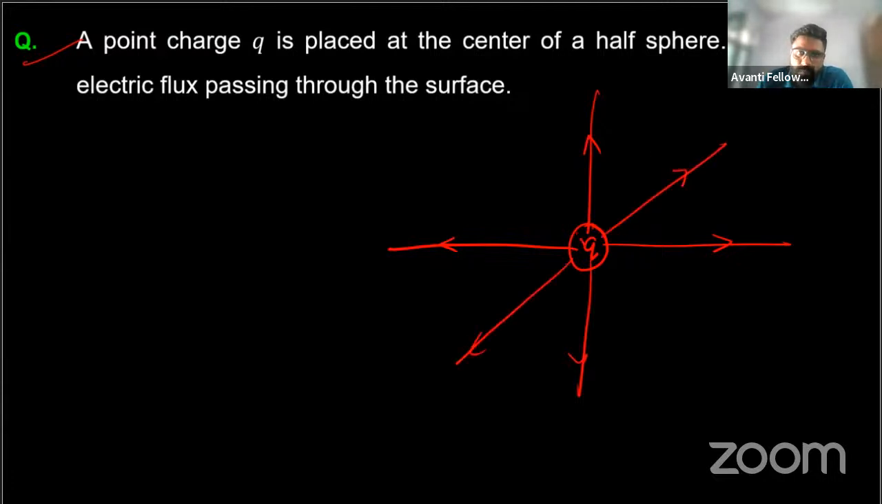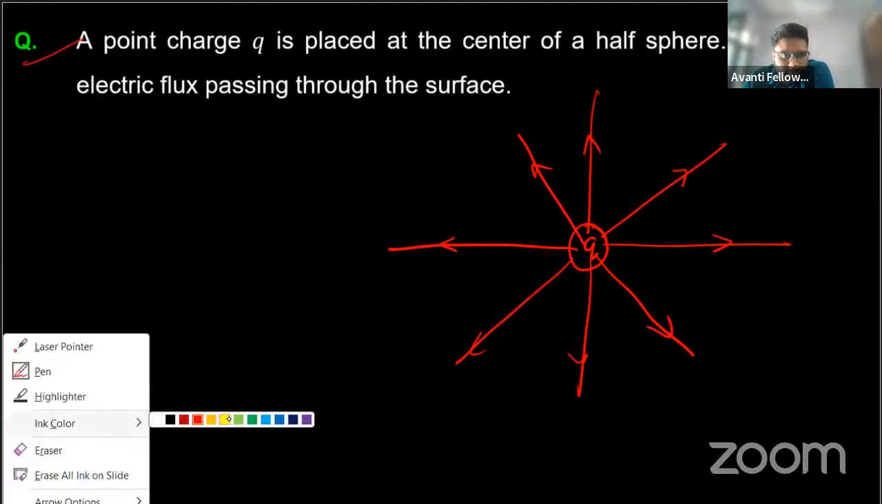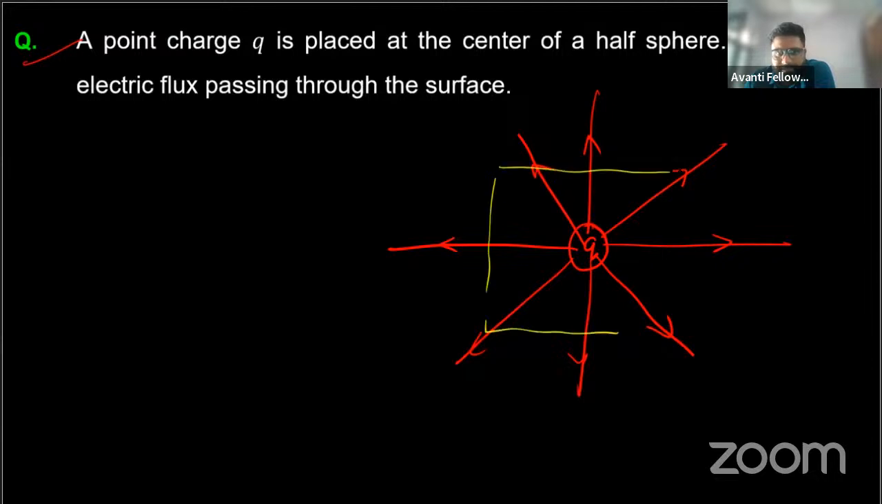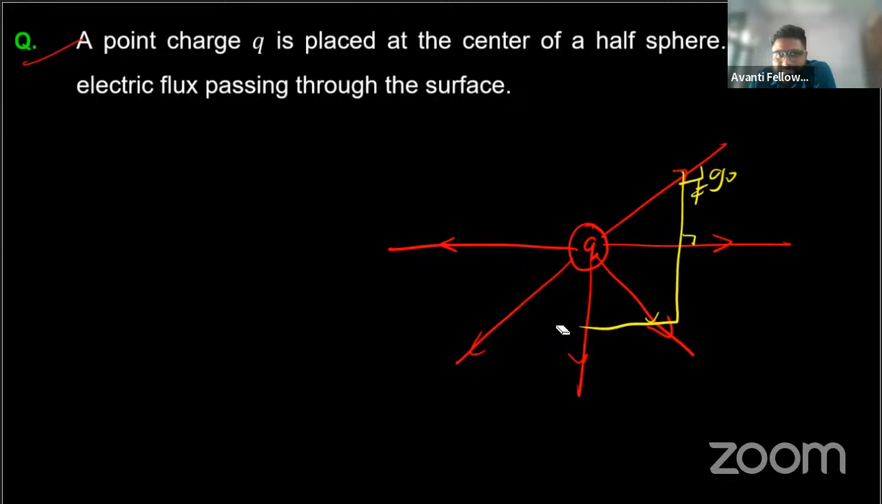Now use your mind a little and tell me, can I choose this as a Gaussian surface? Let me change the color of the pen. Should I choose this as a Gaussian surface? A rectangular one? Is it fulfilling the condition? No. Why? Because here the field is at 90 degrees, but here the angle is not 90. Here it is 90, here it is not 90. Which means the variation of electric field is not uniform over the surface.